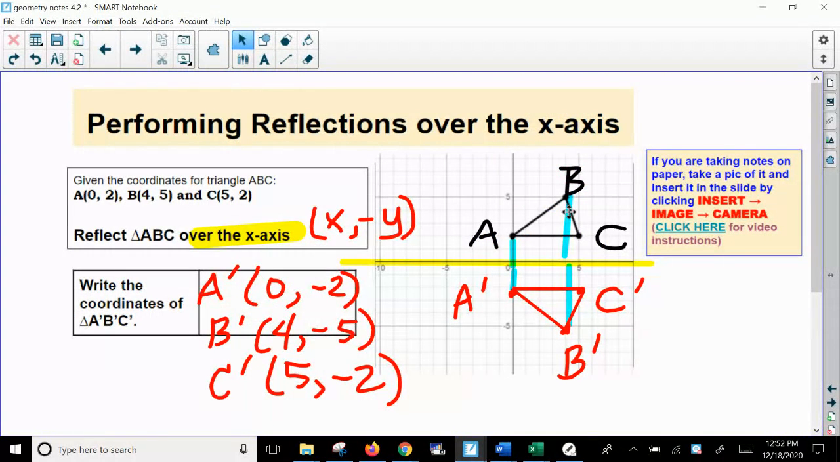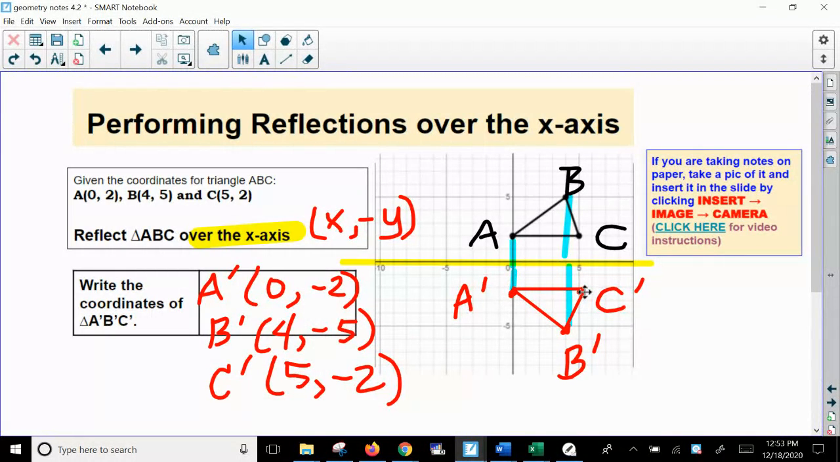So here I did a reflection of triangle ABC over the x-axis. Now you can use the coordinate rule if you want, or you can just use the graph. So if I'm reflecting over the x-axis, that means I move the point, I keep it on this same line, but instead of being 2 blocks above the x-axis, it's going to be 2 blocks underneath the x-axis. Okay, so basically in the same spot, just on the other side of the line.